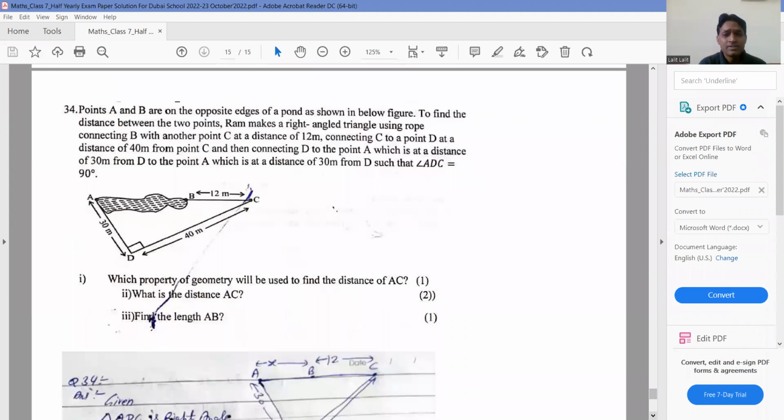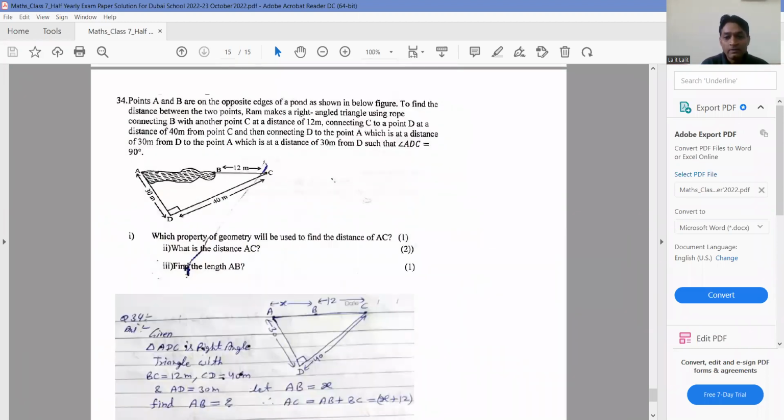So with this, students, we have reached the last question of this exam paper. Let's do it quickly. Points A and B are on opposite edges of a pond as shown in the figure below. Very simple figure. Just read the question carefully, imagine the figure, and then you can solve it. To find the distance between two points, Ram makes a right angle triangle using rope connecting with B.